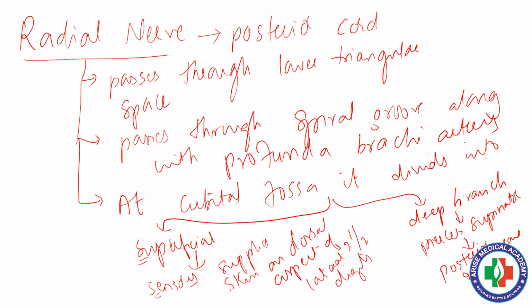This deep branch is purely motor. So it supplies all the muscles of the posterior aspect of the forearm. We'll discuss this once again. Try to understand this once again. Simple, 3-4 lines only. We'll try to understand the course.